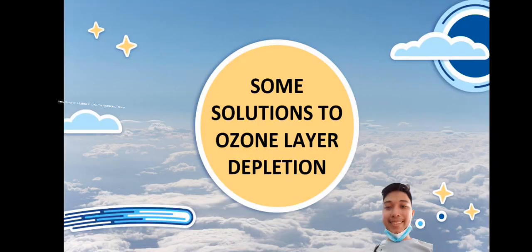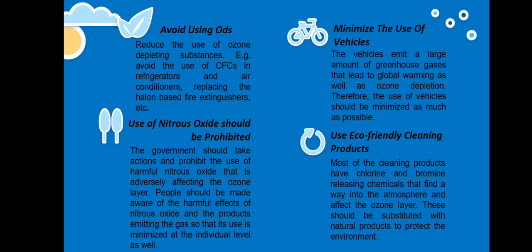Here are some solutions to avoid the depletion of ozone. Avoid using ozone depletion substances, such as avoid using chlorofluorocarbons in refrigerators and air conditioners, and replacing halon-based fire extinguishers. Use of nitrous oxide must be prohibited. People should be aware of the harmful effects of nitrous oxide. Laws should be applied against them.